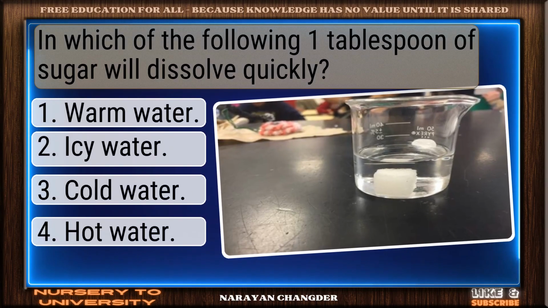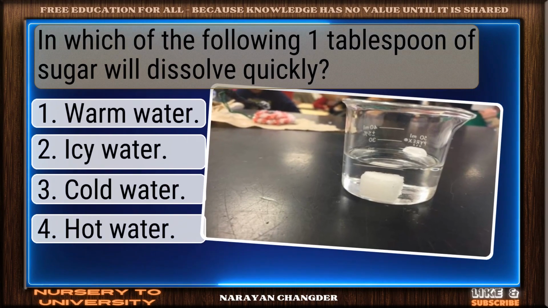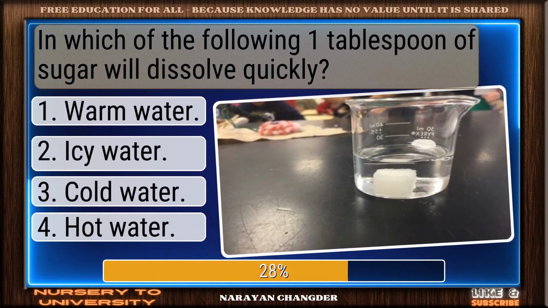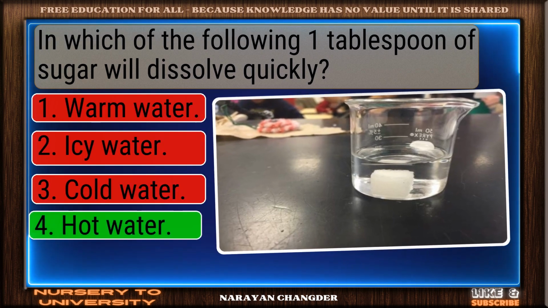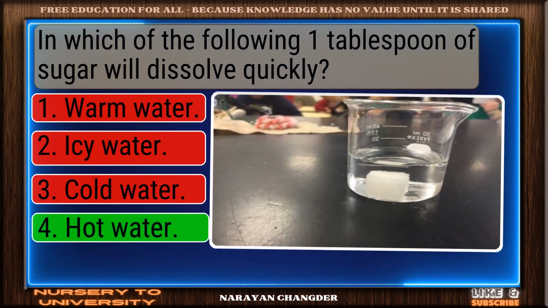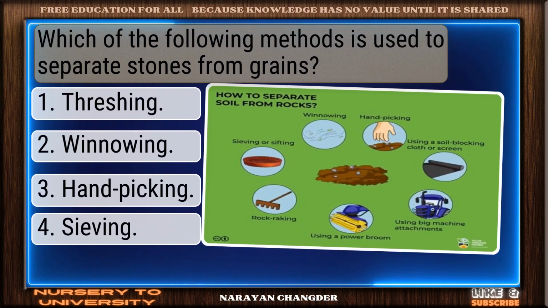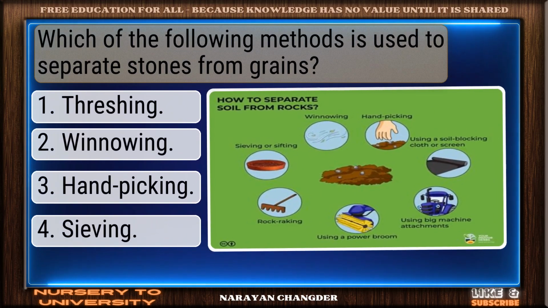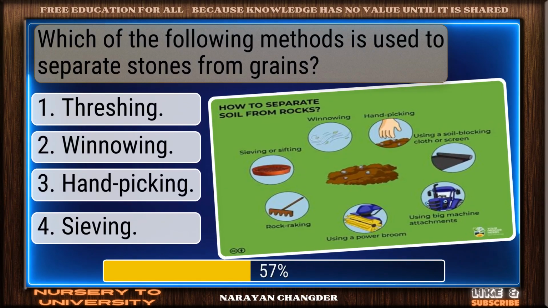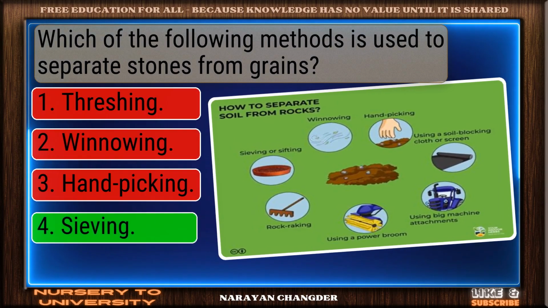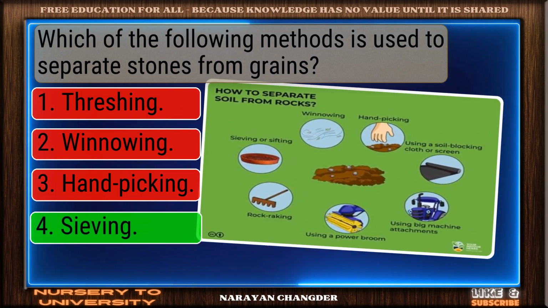In which of the following will 1 tablespoon of sugar dissolve quickly? Good job. Your answer, hot water, works well here. Which of the following methods is used to separate stones from grains? Well reasoned. Sieving is the correct choice.